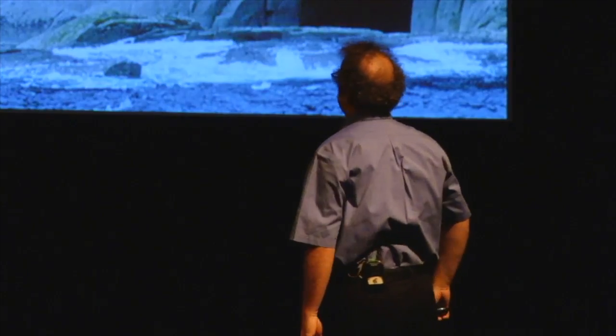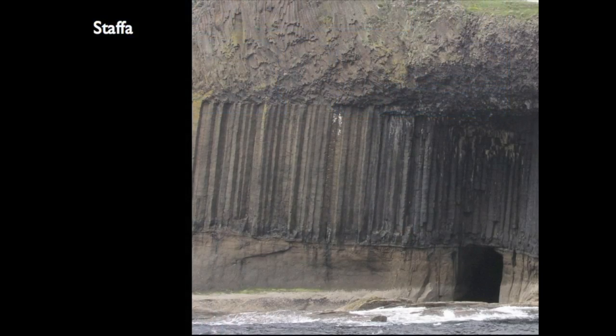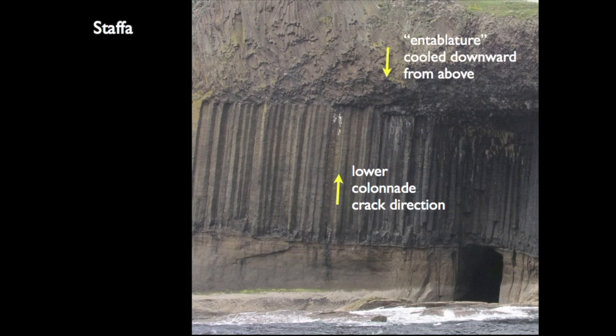So for example, on Staffa, this is the great colonnade of Staffa, you see here's the grand colonnade, and the crack direction is actually upward, and the cooling direction, the heat runs downward. And up here you have something called the entablature, which is a very disordered looking mass of very small columns, but it's very disordered. This rock is actually exactly the same as that rock.